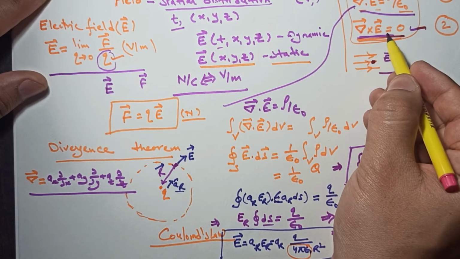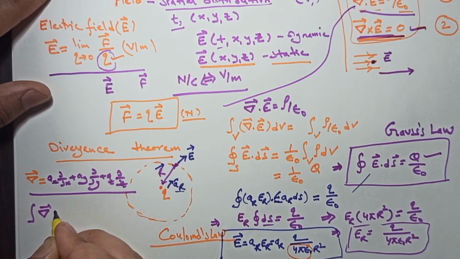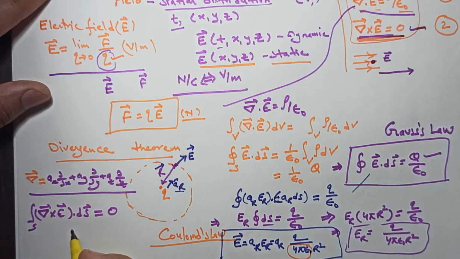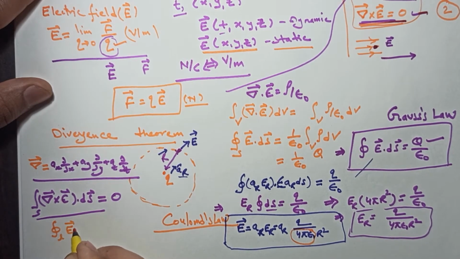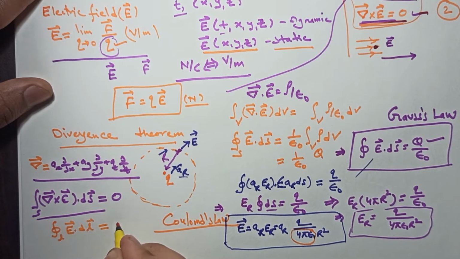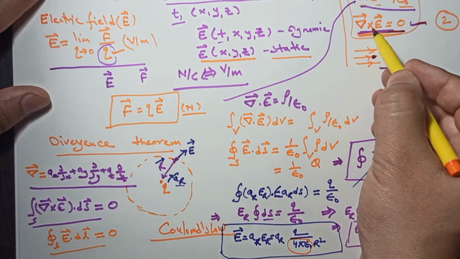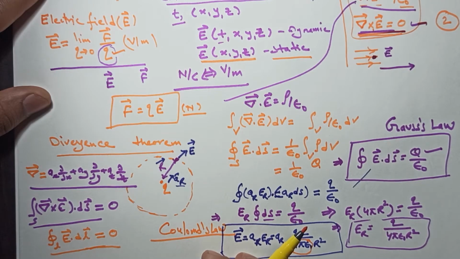Now taking the surface integral of that equation on both sides, you can write del cross E, surface integral ds, is equal to 0. By using Stokes theorem, you can convert that to a closed line integral of E dot dl, which will be equal to 0. So you can say that this is the differential form and this is the integral form. Both are the same, but the representation is different.